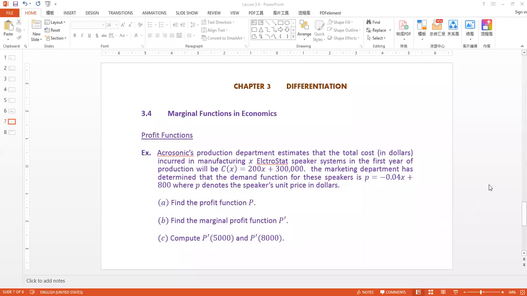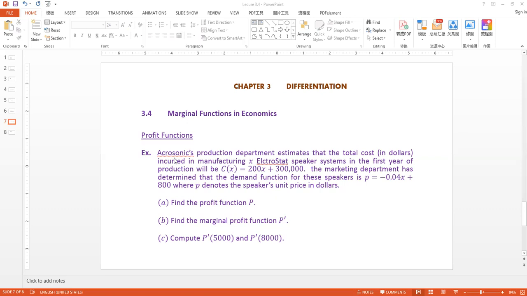All right, I'm going to discuss the example in this section. I think that's the first or second example of this section. So this section is the marginal functions in economics. We're talking about cost functions and profit functions. So this example is about profit, okay, and the marginal profit.